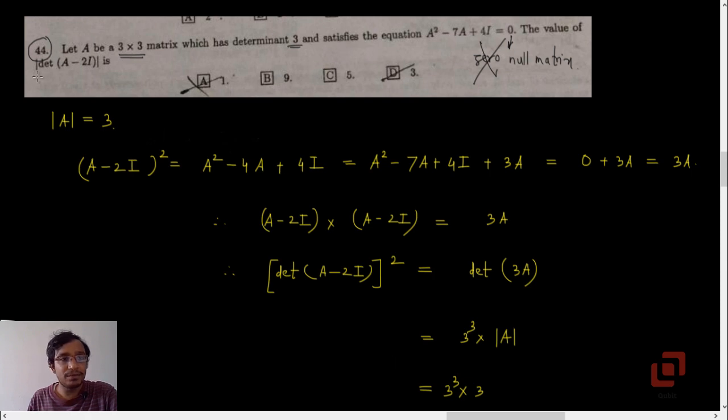Okay, so A squared minus 7A plus 4I is a null matrix of order 3. Then the value of the determinant of A minus 2I, modulus, is, and as you can see everywhere you have positive values 1, 9, 5 and 3. Okay, we first start with the determinant. Determinant of A is already given, that is 3, and it has been asked to find the modulus of the determinant of A minus 2I. So we proceed towards squaring of A minus 2I. That is going to be our first step.